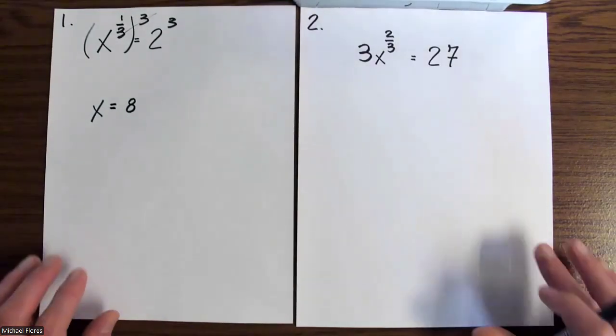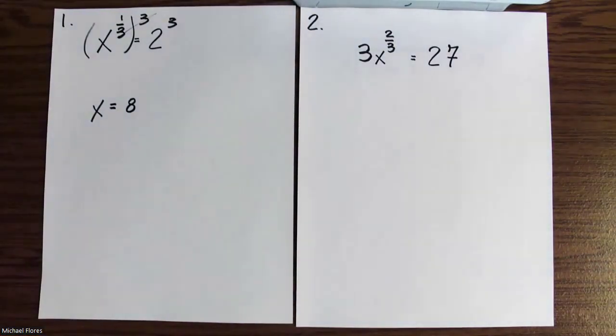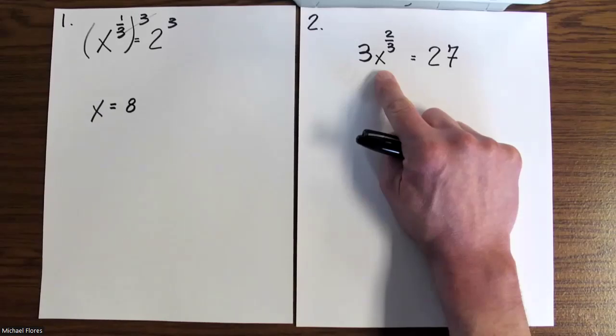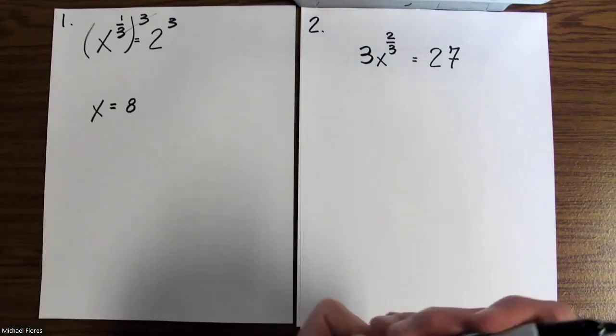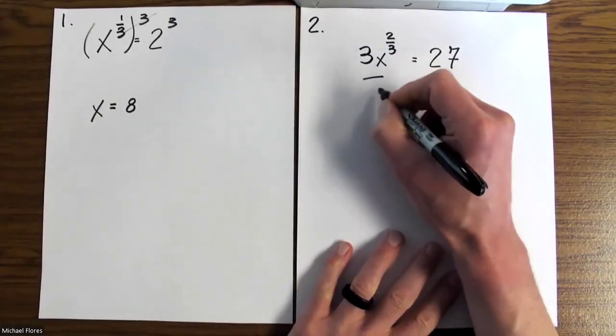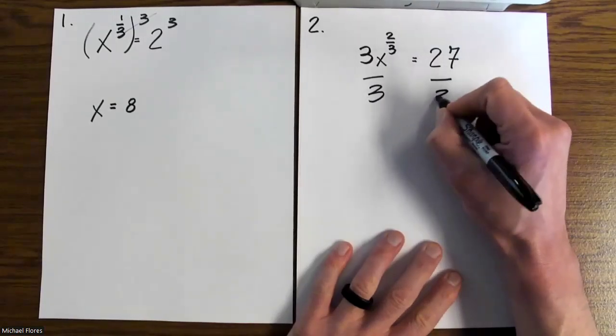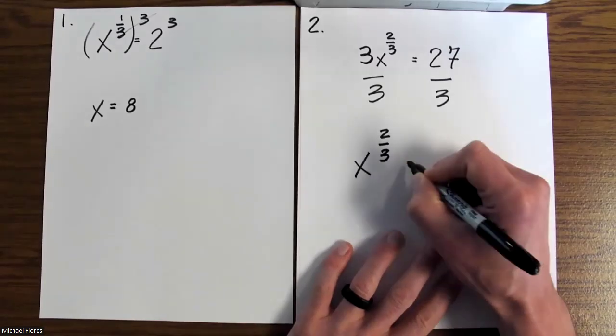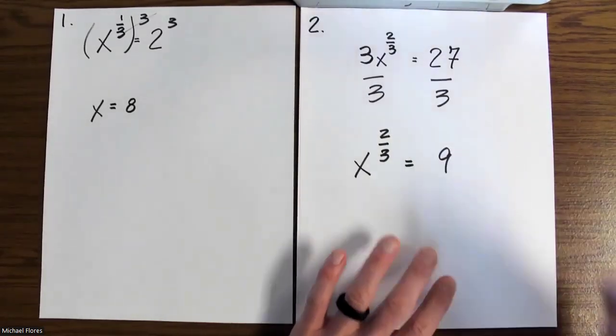All right, example 2. When you're solving equations, think of doing your order of operations backwards. We need to solve for x. Can I add or subtract something away from x? No, not here. Can we multiply or divide something away from x? Yes, we can. Let's do that first. So let me divide away the 3. x to the 2/3 equals 9.